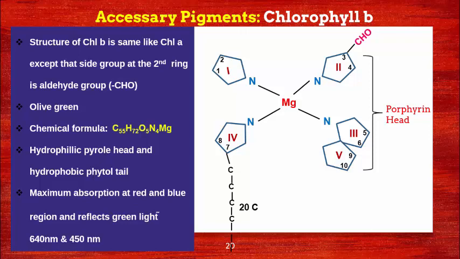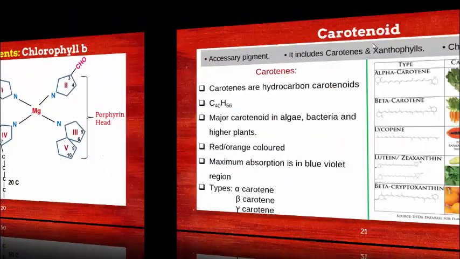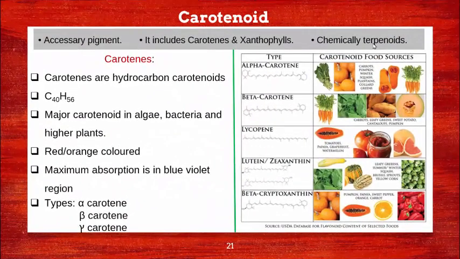Chlorophyll B has a hydrophilic pyrrole head and hydrophobic phytol tail. 4 pyrrole molecules linked together by methyl group to form porphyrin ring. Maximum absorption at red and blue region. Side group at the second ring is aldehyde group, and this is the main difference between chlorophyll A and chlorophyll B.